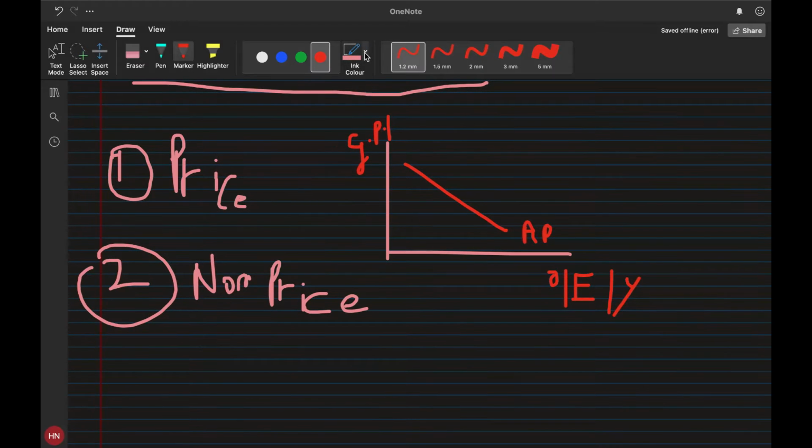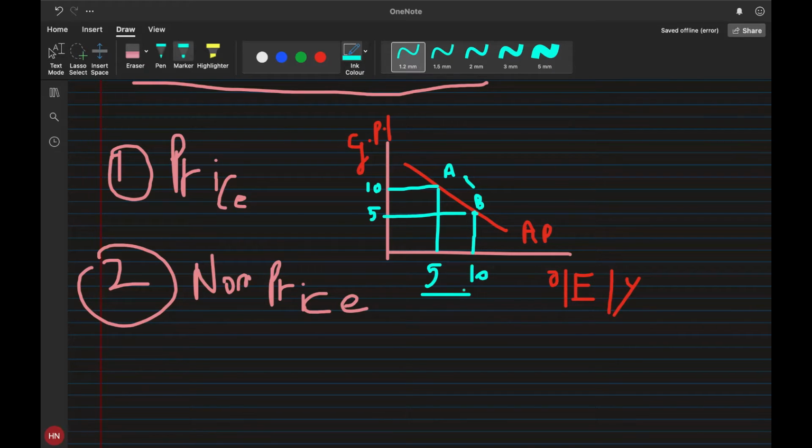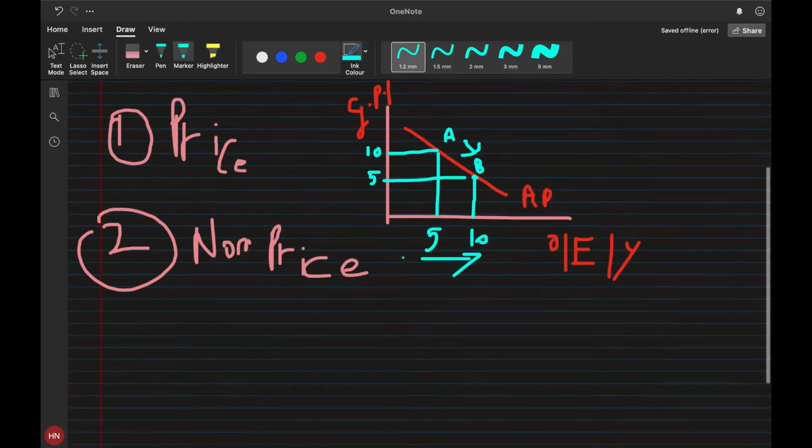Let's say there is a change in price. If the general price level was 10, obviously it can't be 10, but just for the sake of calculation, and then this is 5. If we move from A to B, and at B the price is 5, and the quantity goes from 5 to 10, it is increasing. This is known as an extension in the aggregate demand curve, and this is a movement along the same curve. It's not a shift.